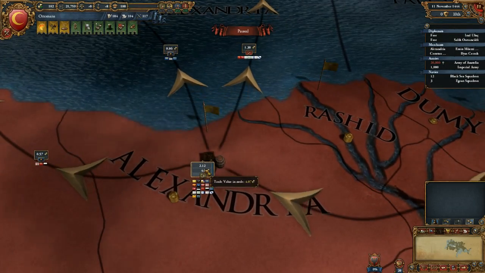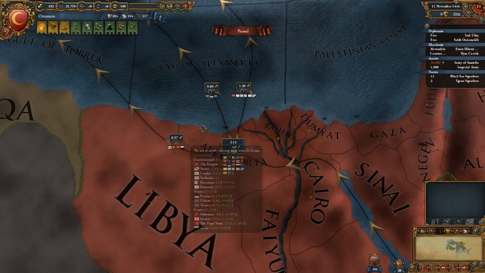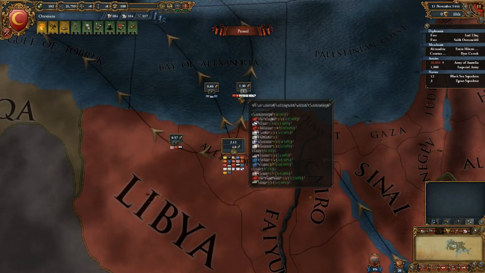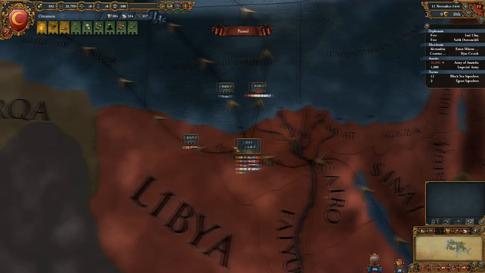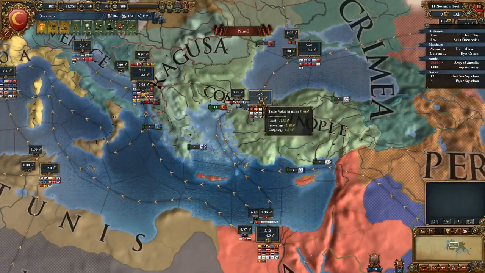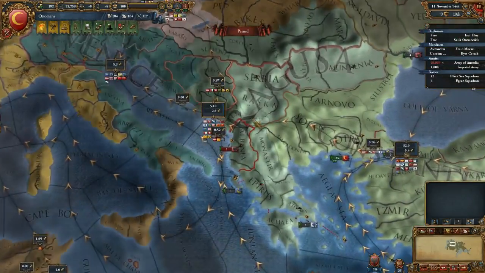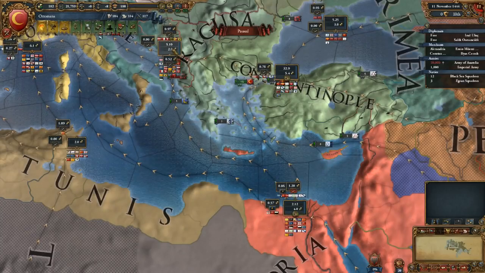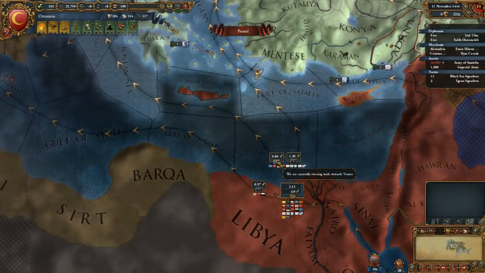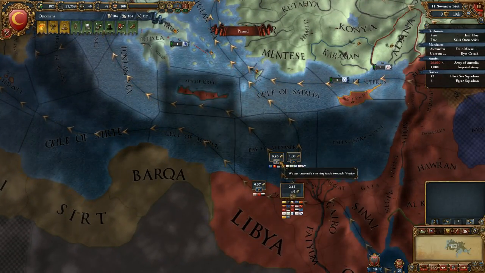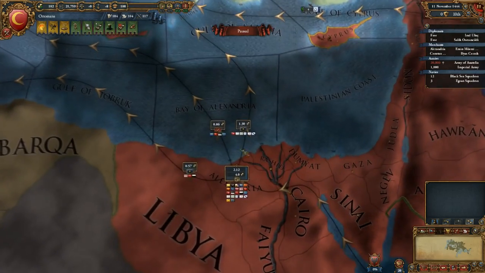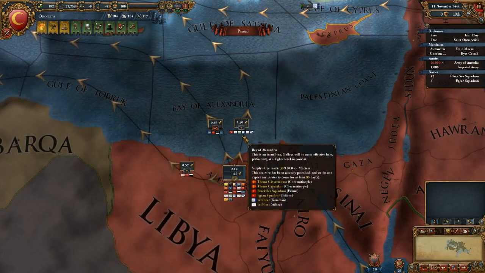Whenever you have a merchant in a node assigned to steer, you can choose which of these areas you want them to send it to. So for example, let's say we didn't want the trade going to Constantinople, we wanted it going to Ragusa. We could track back from the Ragusa node, click there, and you can see that trade would be going to Ragusa instead.